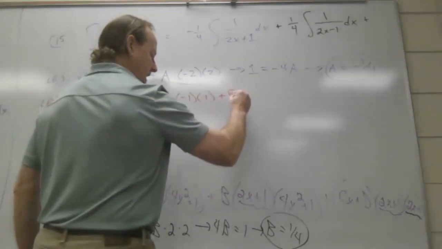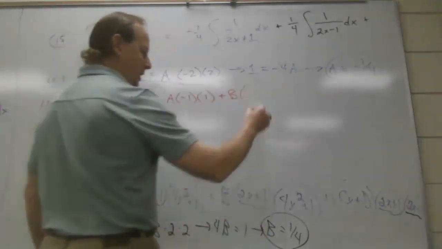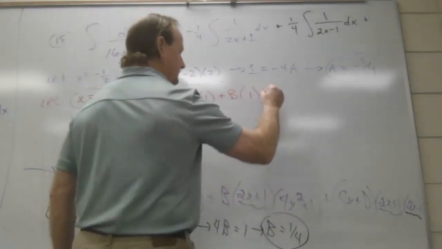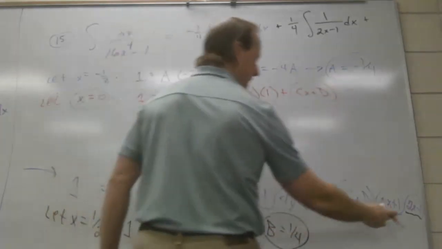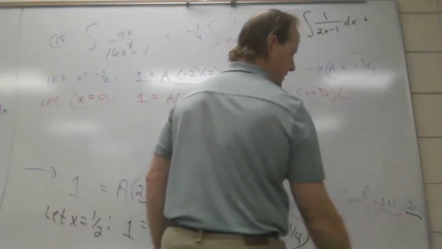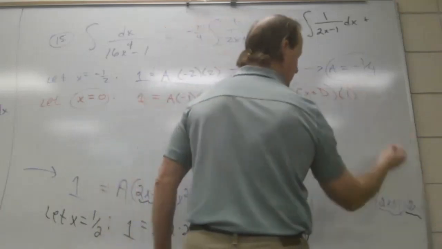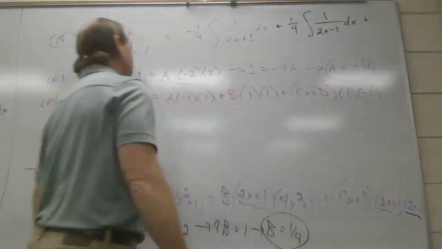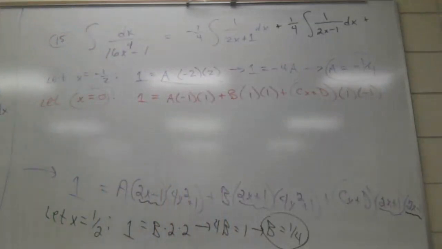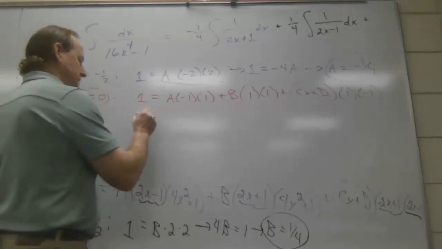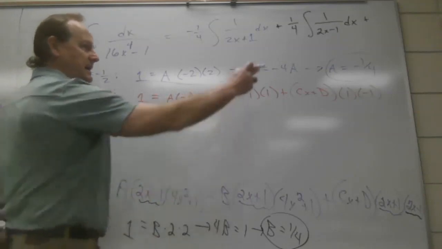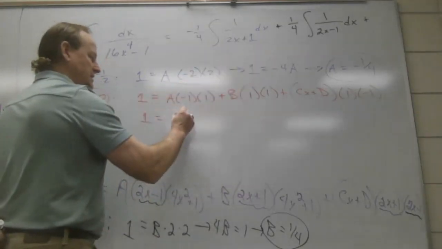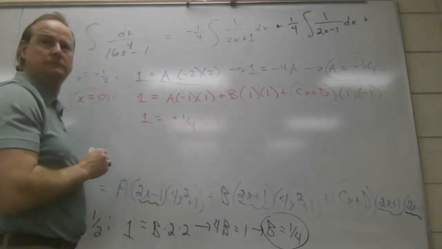And then plus b times 1 times 1. And then plus cx plus d, quantity, times, and plugging in 0 for 2x plus 1, I just get 1. Plugging in 0 for 2x minus 1, I get -1. So does everybody agree that's what I get? Okay. So if I do that, let's just make this easier. So I've got 1 equals, this is minus 1 times a, or minus a. A is minus a fourth, so that's plus a fourth, right?